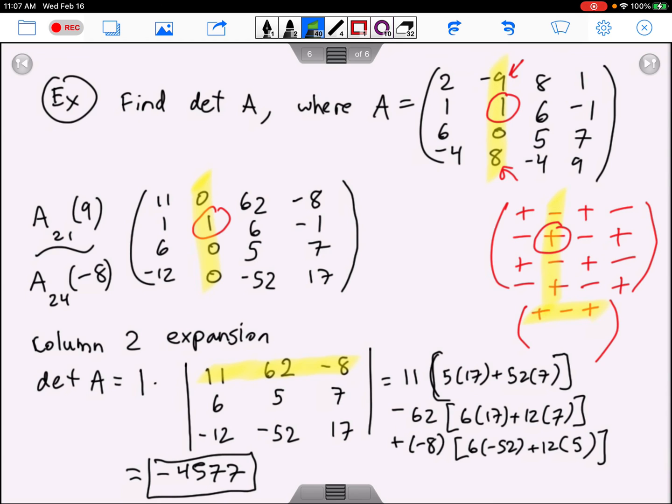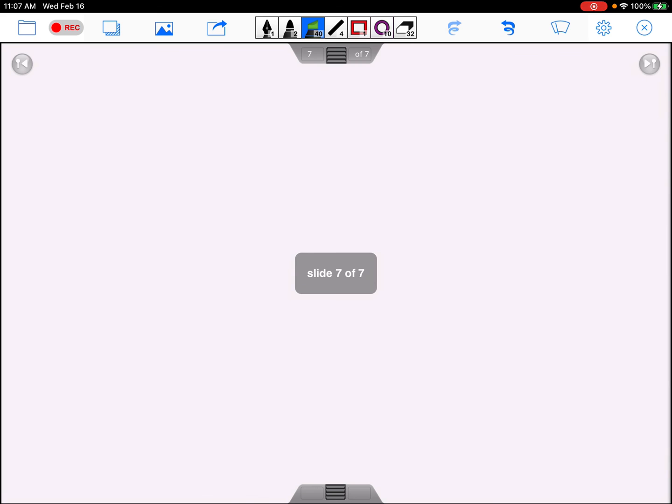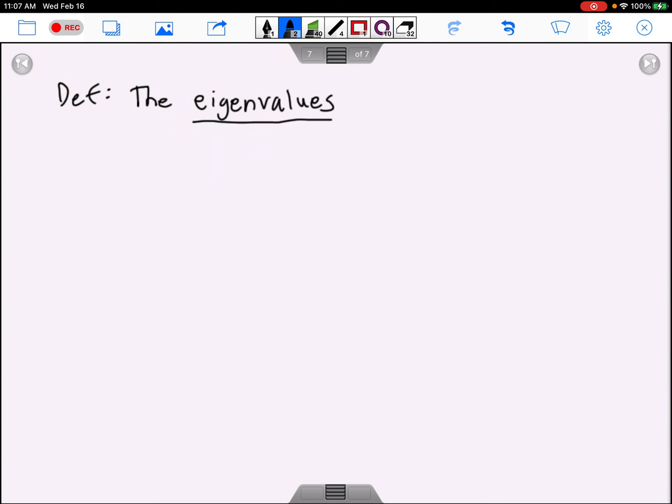Okay, so let's keep going here. I want to give a very important definition. We're going to be looking at this definition right now and doing a little example with it, but this is going to be more important later on in the course. We have something called eigenvalues.